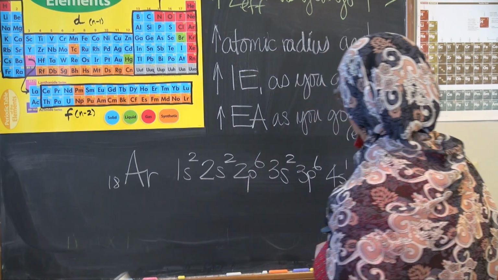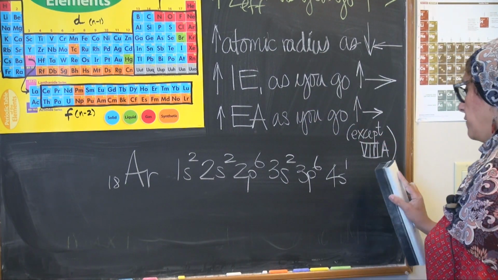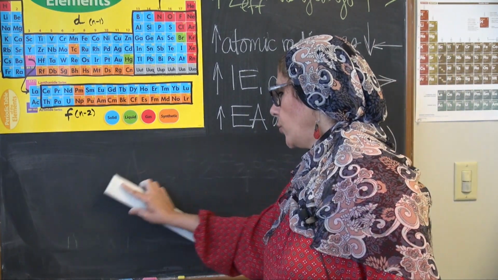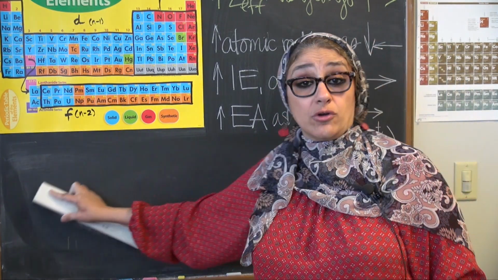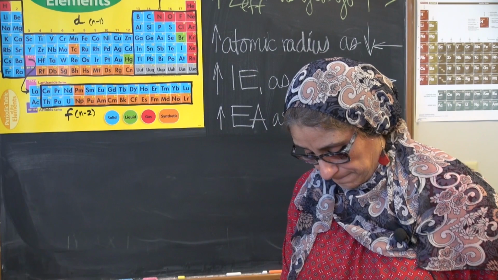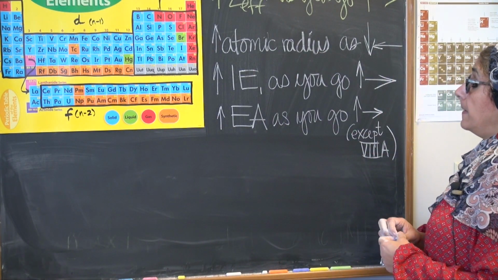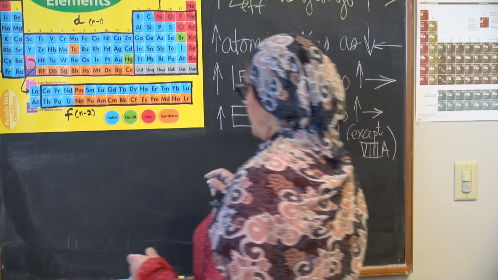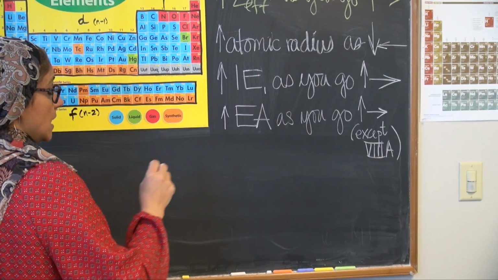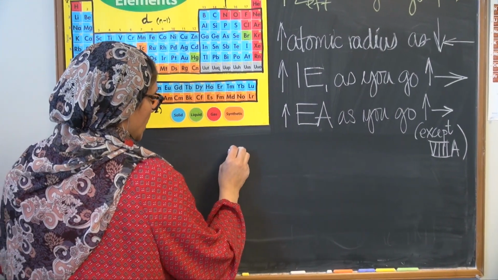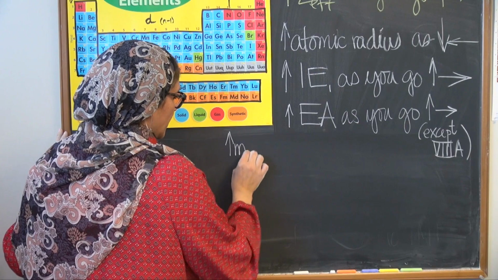So up and to the right, with the exception of the noble gases. So fluorine would have the highest electron affinity. Okay, the next one, we have two more to go, is metallic character. So increasing metallic character.